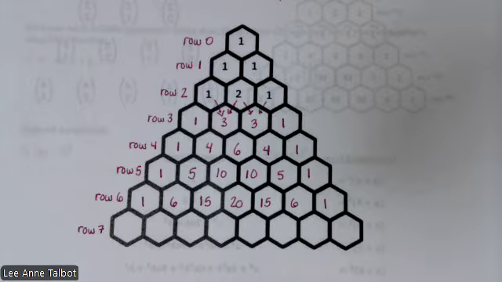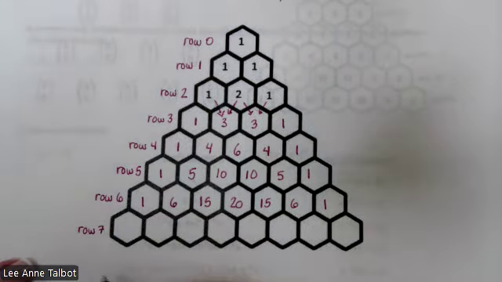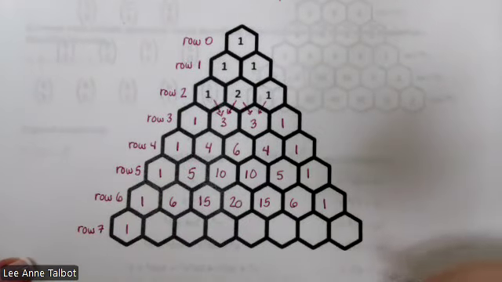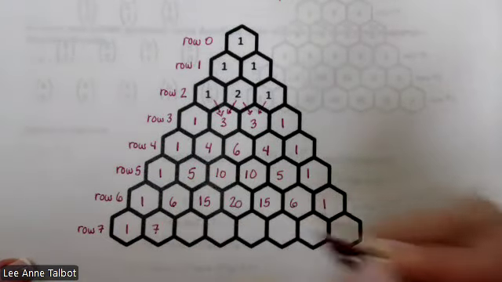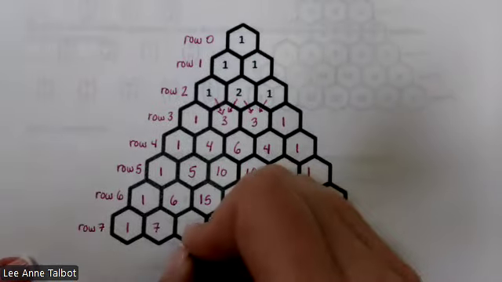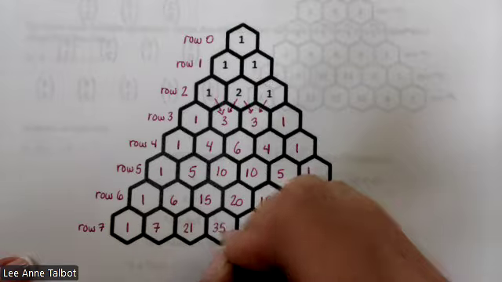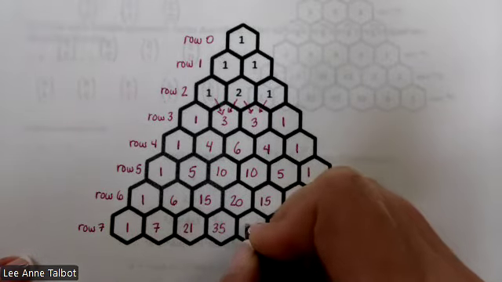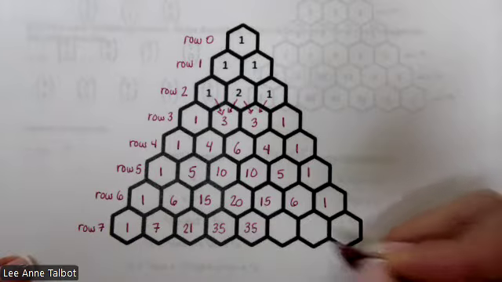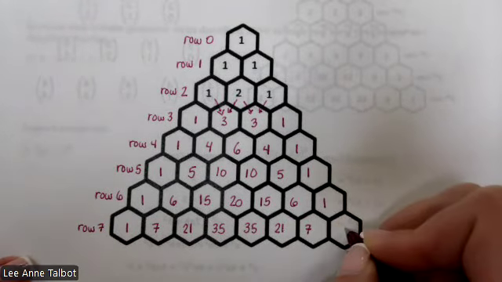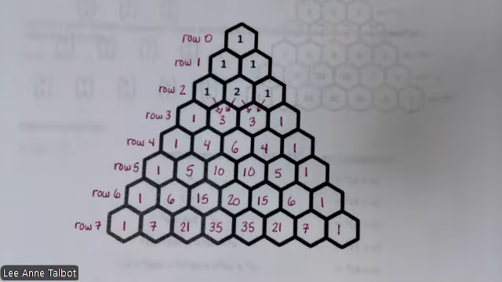Hello? Okay, you guys fill out row 7. 1, 7, 21, 35, 35, 21, 7, 1.